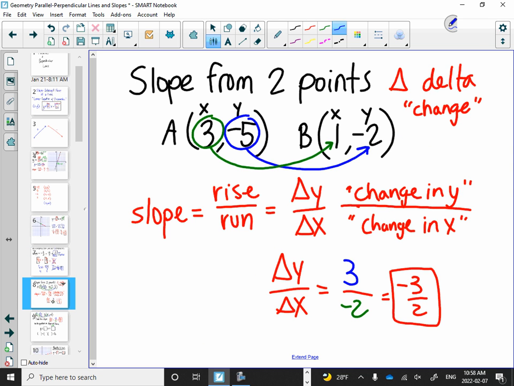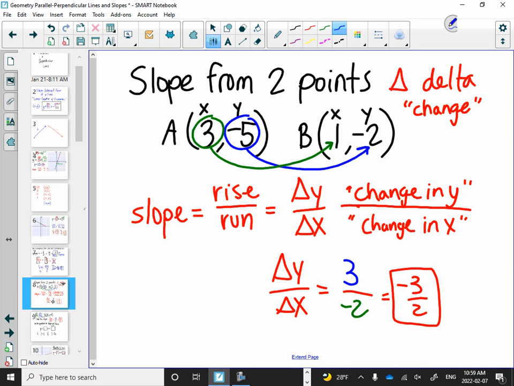Then we learned how to find slope from 2 points. And instead of calling it rise over run, because we can't see the rise, we can't see the run, we called it delta y over delta x, which means change in y over change in x. And from this y, -5, to that y, -2, is a change of going up 3. And from this x to that x is a change of -2. And so we simplify that and call it -3 over 2. We know how to find slope from 2 points. So if you have a picture, you can count rise over run. If you have 2 points, you can find the slope by counting change in y over change in x. Don't forget it's y over x, not x over y.